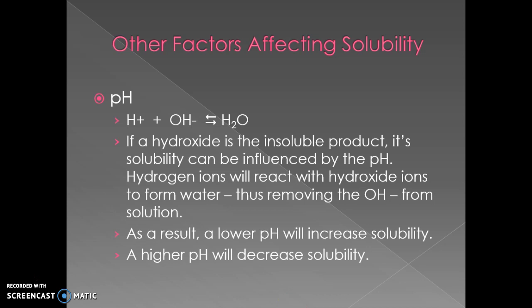Higher pH will decrease solubility. Higher pH means you have more OH minuses around. And so more OH minuses means for any ionic substance, it's going to drive the equilibrium towards the whole molecule, towards the hydroxide molecule, as opposed to the individual ions.